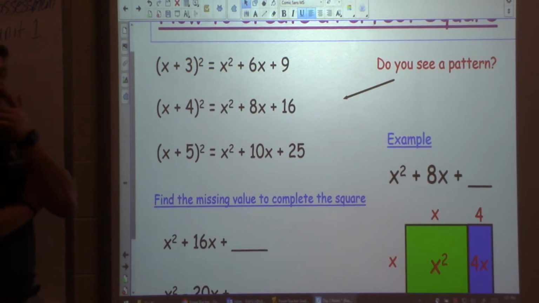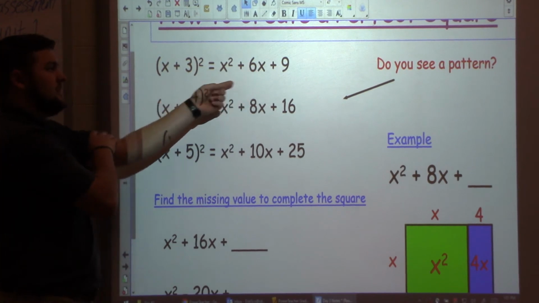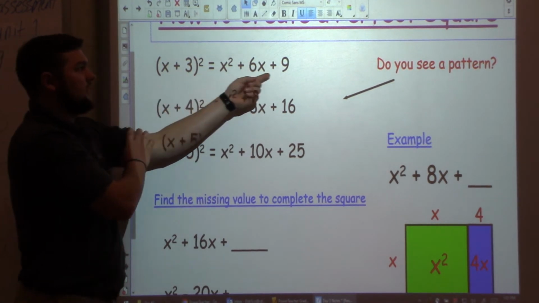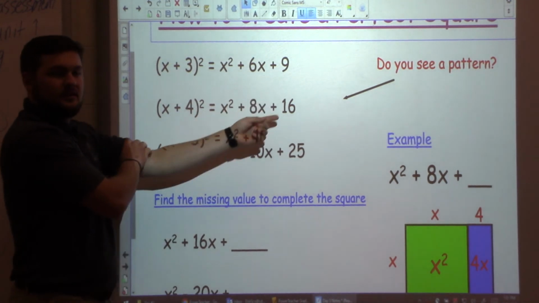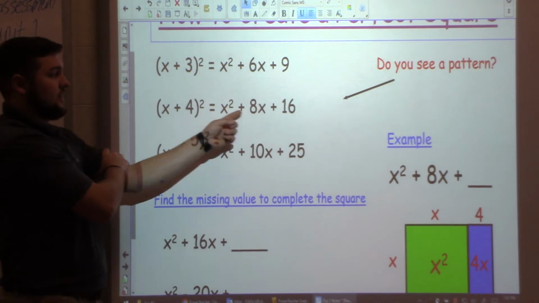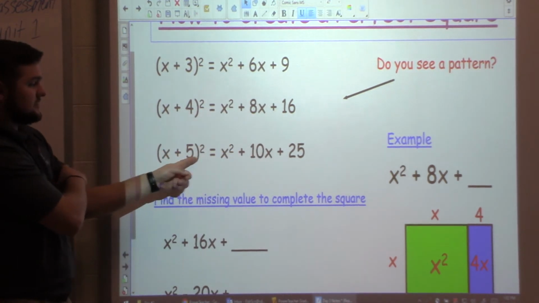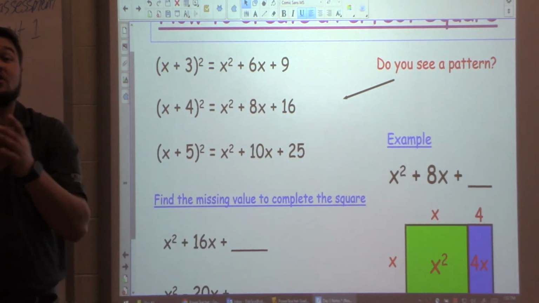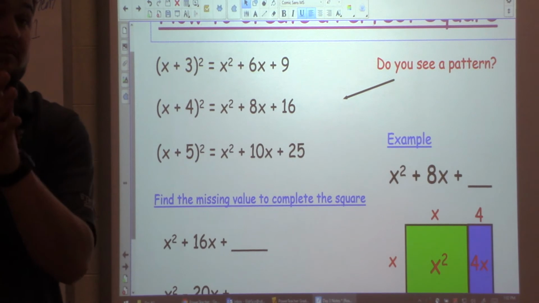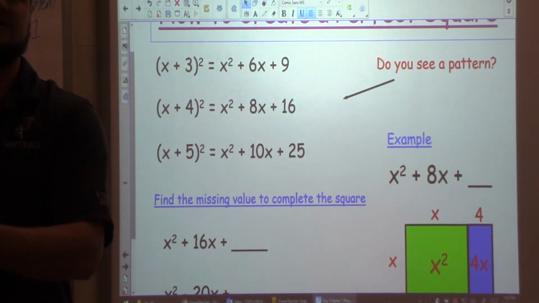So let's think about this. If I take 6, instead of doing 3 times 2, what if I did 6 divided by 2? I get 3, and if I square it, I get 9. If I take 8, divide it by 2 and square it, I get 16. 10 divided by 2 and I square it, I get 25. That's the whole process: we're going to take the middle number, the b term from standard form, divide it by 2 and square it so we can complete the square.